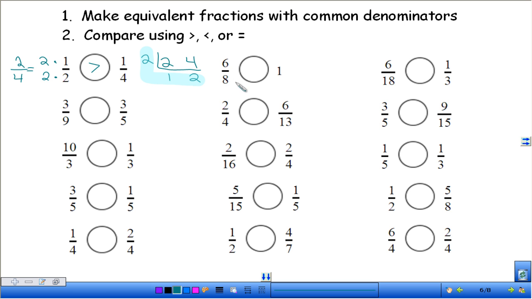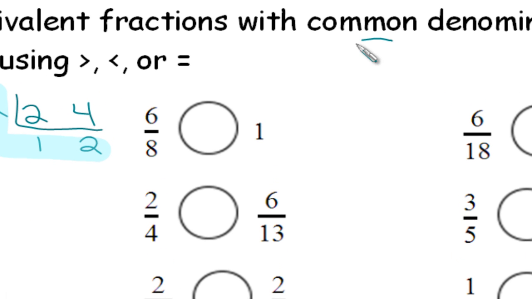6 over 8 and 1. Well, if this is 1 and the whole thing is shaded in, what's my part over whole? What part is shaded in? 1 out of how many pieces? 1. So to write 1 as a fraction, it becomes 1 over 1, right?